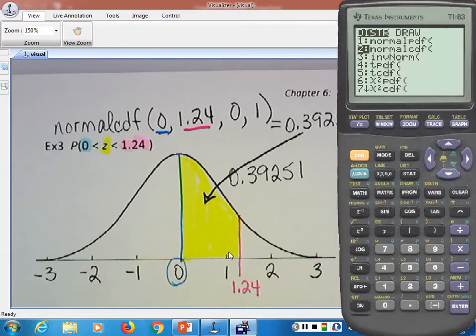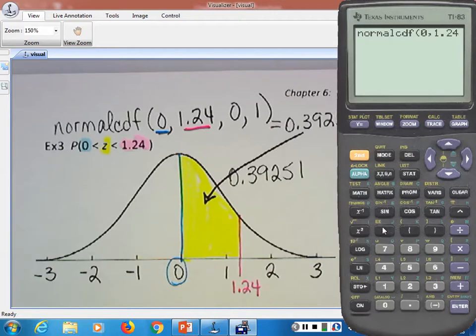So the command always says that you use normal CDF, which is the second option up here. Once you go to the distributions menu, you enter the values for the low and the high. In this case, that's 0, then a comma, 1.24, then another comma, and then the value of the mean, which is 0, and a comma, and the value of the standard deviation, which is 1, and close the parentheses.